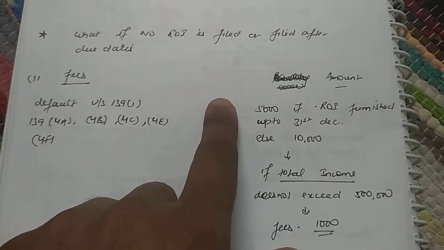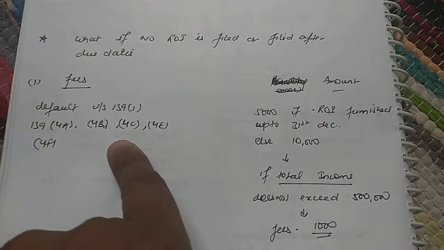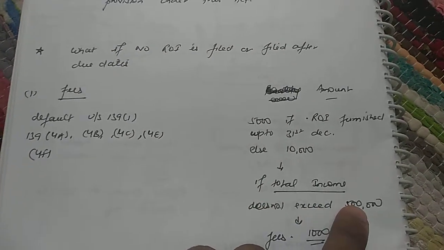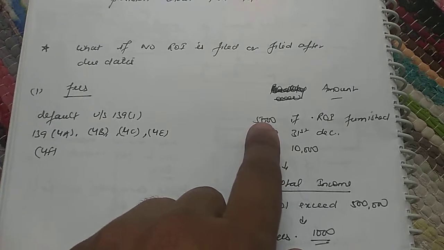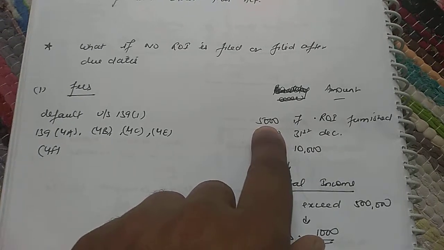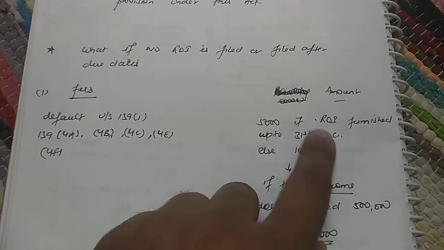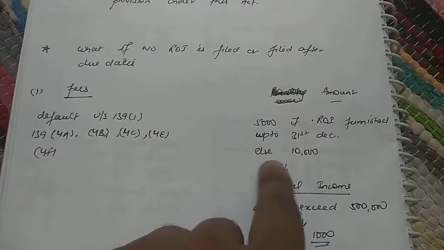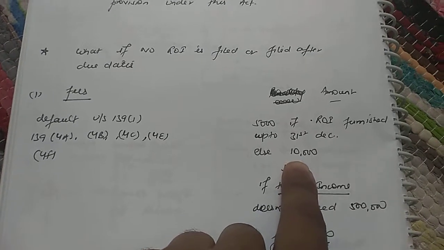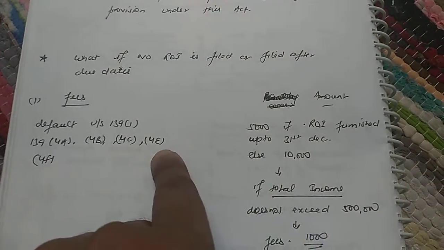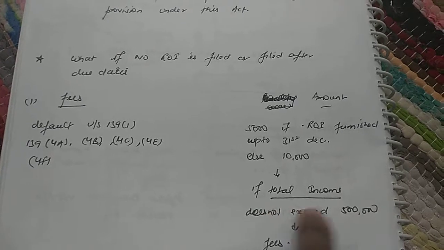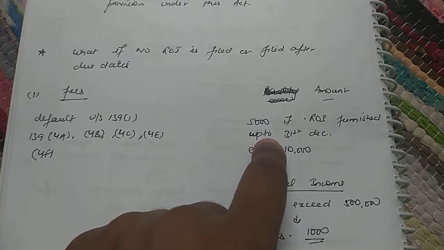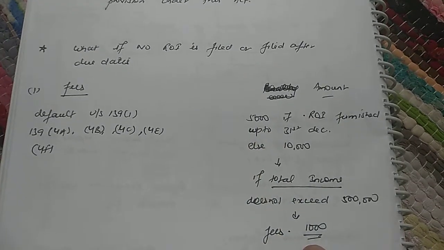If the taxpayer makes a default under these sections, and if the total income of that taxpayer exceeds 5 lakh, then that taxpayer needs to pay a fee of 5,000 rupees if they submit the return of income on or before 31st December. If after 31st December, then that person needs to pay a fee of 10,000 rupees. But if the taxpayer's total income does not exceed 5 lakh, then irrespective of the period of submission of the return of income, they need to pay a fee of 1,000 rupees.